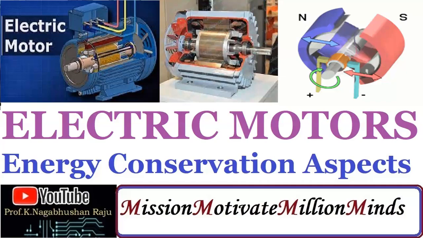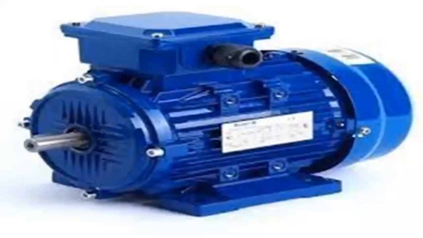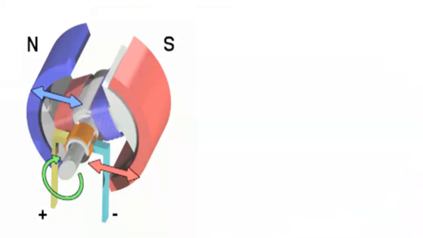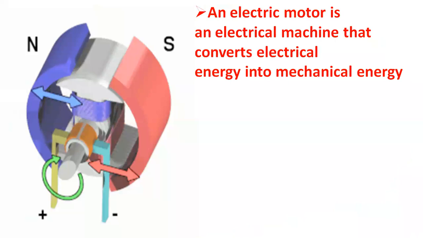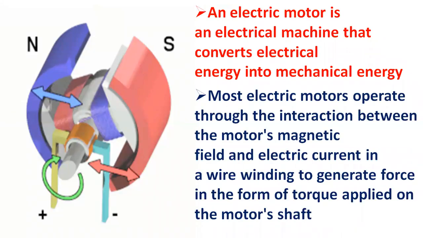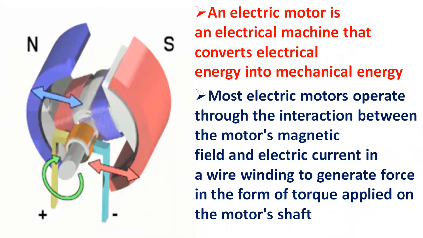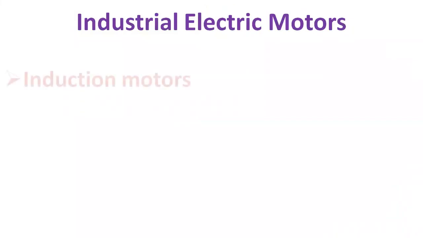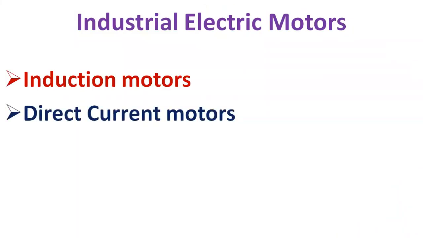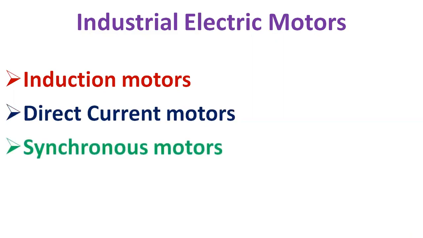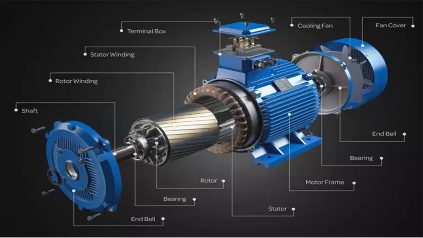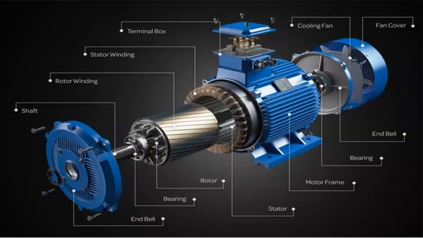Motors convert electrical energy into mechanical energy by the interaction between the magnetic fields set up in the stator and rotor windings. Electric motors are undoubtedly the largest prime movers used. Industrial electric motors can be broadly classified as induction motors, direct current motors, and synchronous motors. All motor types have the same four operating components, which are stator windings, rotor, which has rotor windings, bearings, and frames.